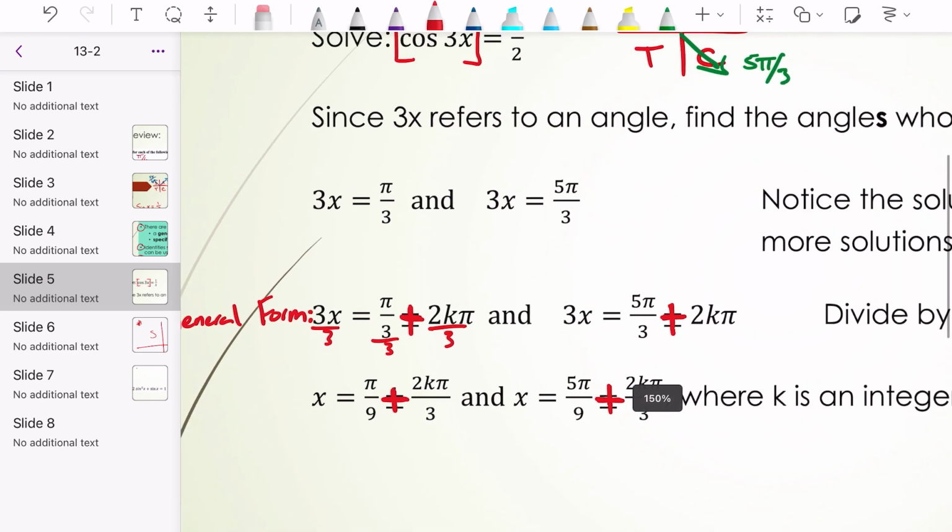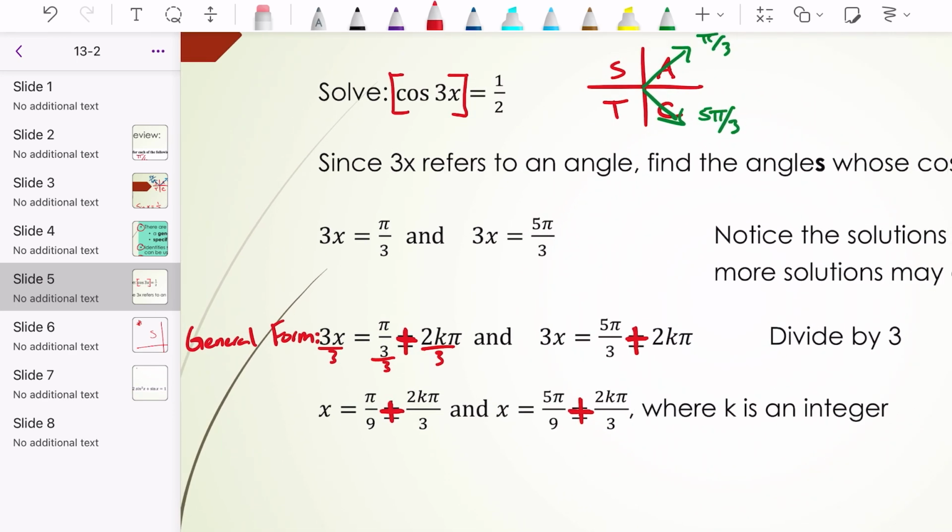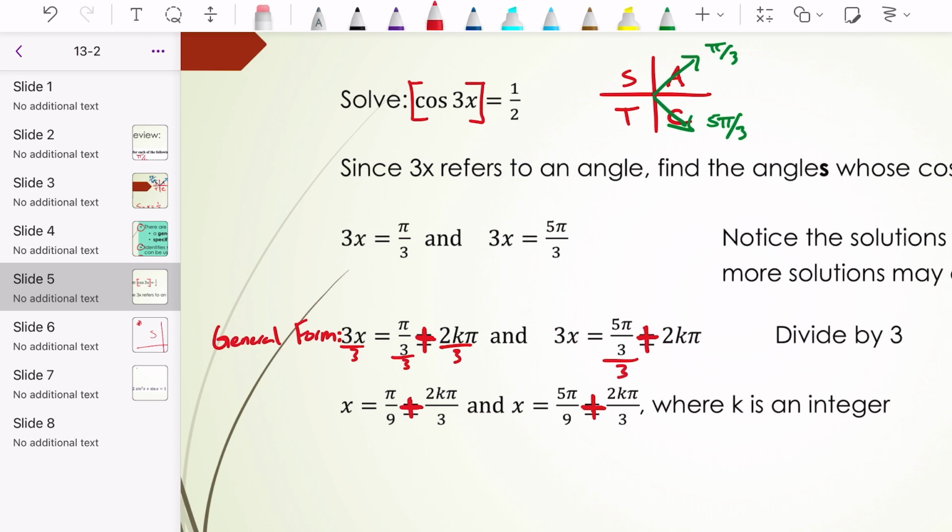As you take a look at the right-hand side, you can easily see that that side was also divided by 3. So 5 pi divided by 3, divided by 3 once again, would actually cause it to turn into 3 times 3, which is 9, so 5 pi over 9. We once again divide by 3 on the right side and end up with 2 pi k divided by 3.